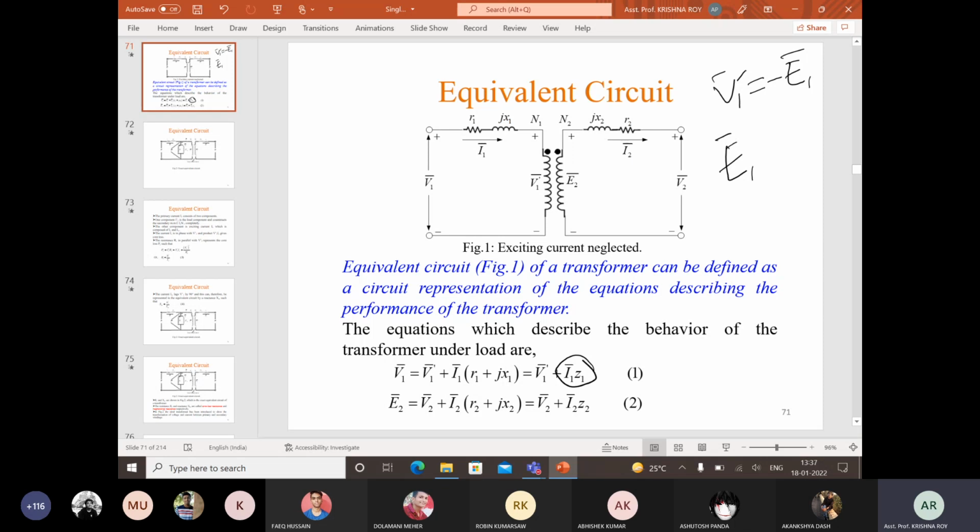Now to write the circuit theory equation, we must consider that V1, the supply voltage, which is the voltage rise, must be equal to all the voltage drops as per KVL. So V1 dash is considered a voltage drop, and with that voltage drop, another voltage drop, the leakage impedance drop, will give you the total applied voltage V1. Clear? Yes, I understood.